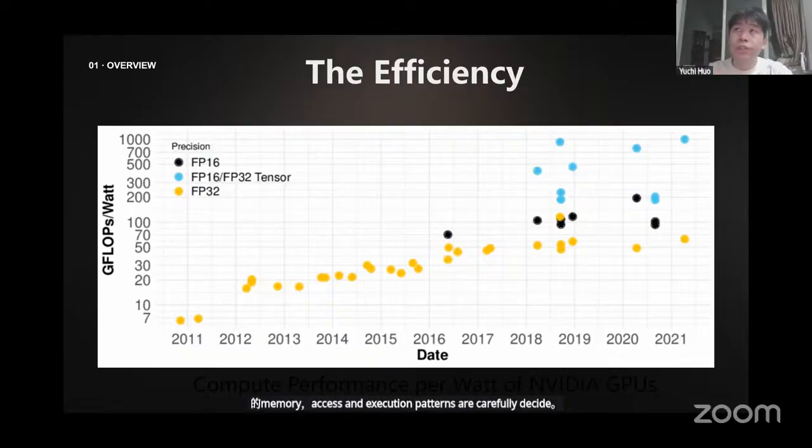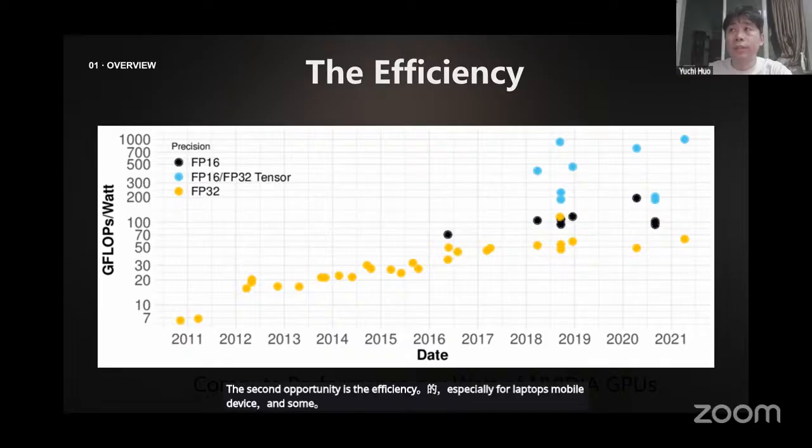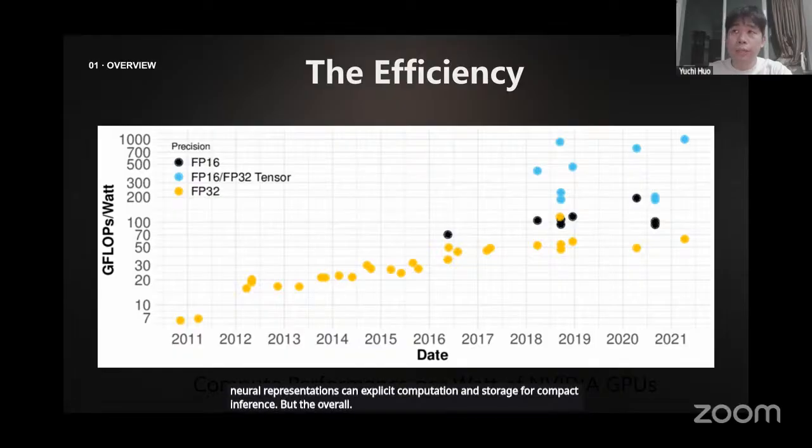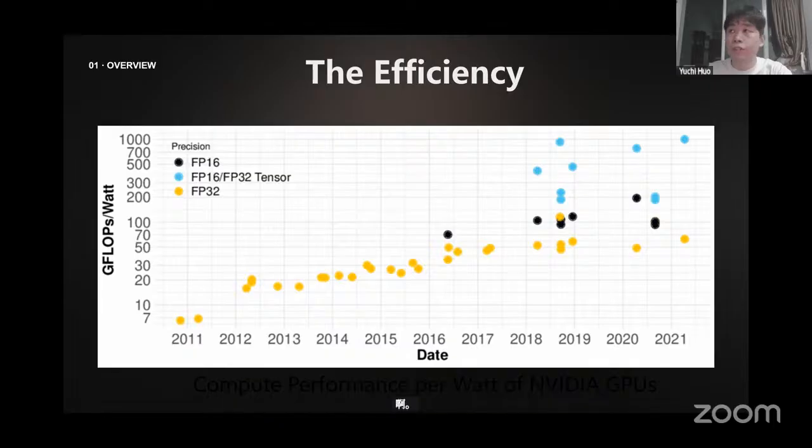The second opportunity is efficiency. Compute performance per watt has become as important as peak throughput, especially for laptops, mobile devices, and some embodied systems. Neural representations can trade expensive explicit computation and storage for compact inference. But the overall image cost must still be measured at the system level, to see whether it is more efficient than the traditional pipeline.